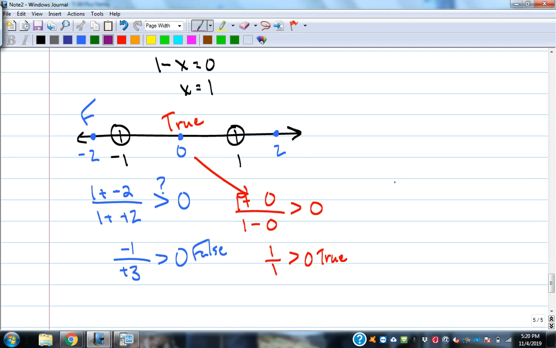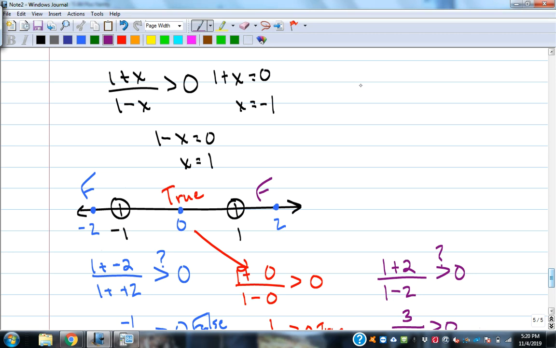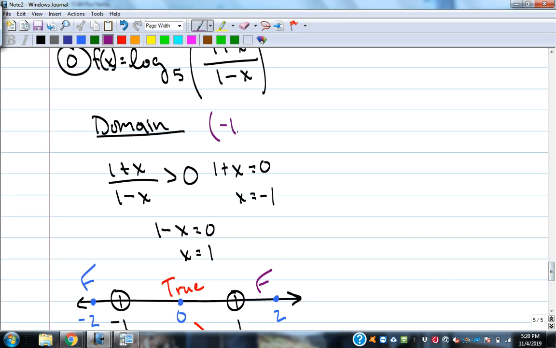So I'm going to go over here. I'm going to check the 1 plus 2 over 1 minus 2. And is that greater than 0? That's what we're checking. So that'd be 3 over -1, which is -3. Is -3 greater than 0? Oh, that's false as well. So the only domain for this one, weird, but the domain would be from -1 to +1.